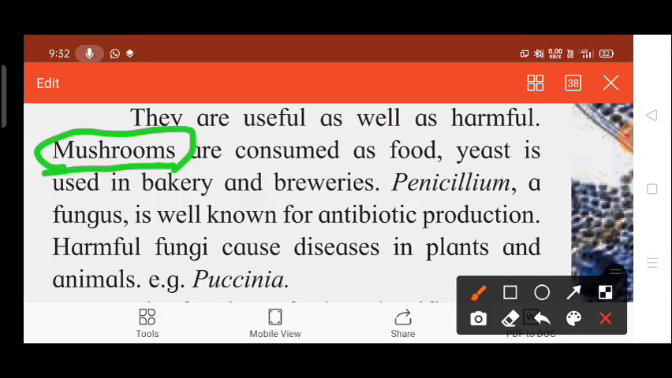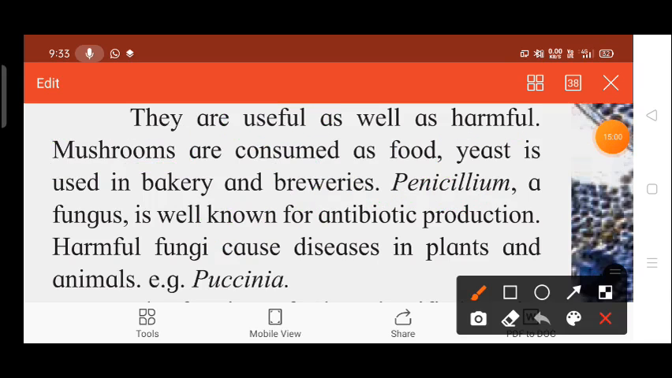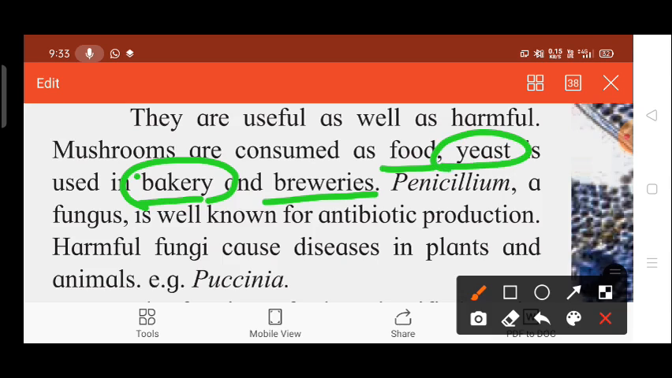There are two types of mushrooms. Some are useful, these are called edible mushrooms, and some are harmful, they are non-edible mushrooms. So mushrooms are consumed as food. Yeast is used in bakery or brewing. Okay, to prepare different kinds of bakery products, we use yeast.